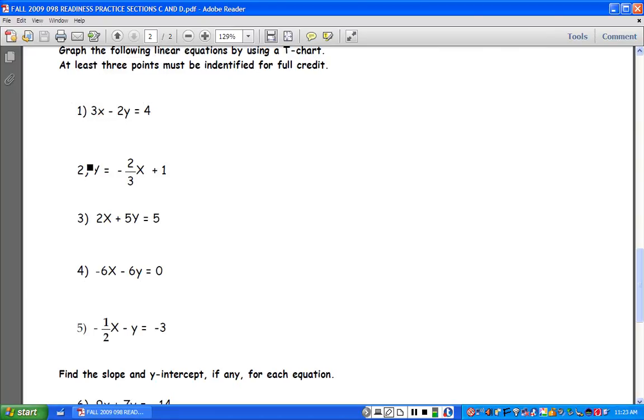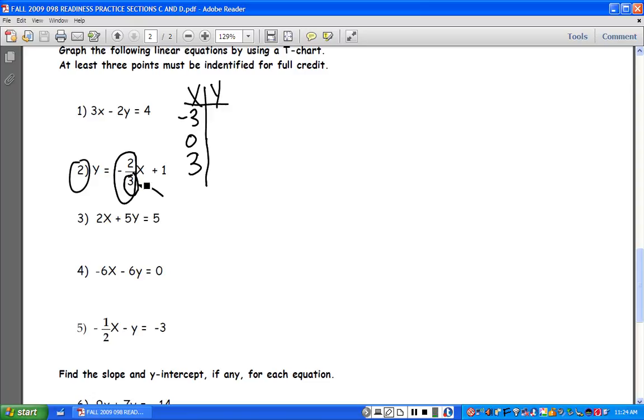Okay. Now, if we look at number 2, notice number 2 is already in the form we want, so we don't have to solve for y. It's already solved for y. Y is already by itself in the positive form. So we can go straight to forming our T-chart, x and y. Now notice, once again, our slope, our m, is a fraction. This time 3 is in the denominator, so I'm going to use a negative 3, 0, and a positive 3 for my T-chart because it is 3 in the denominator.